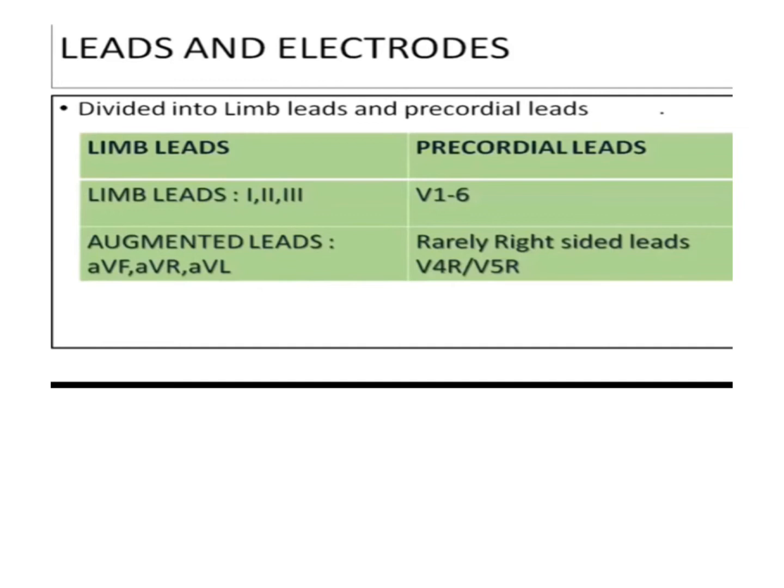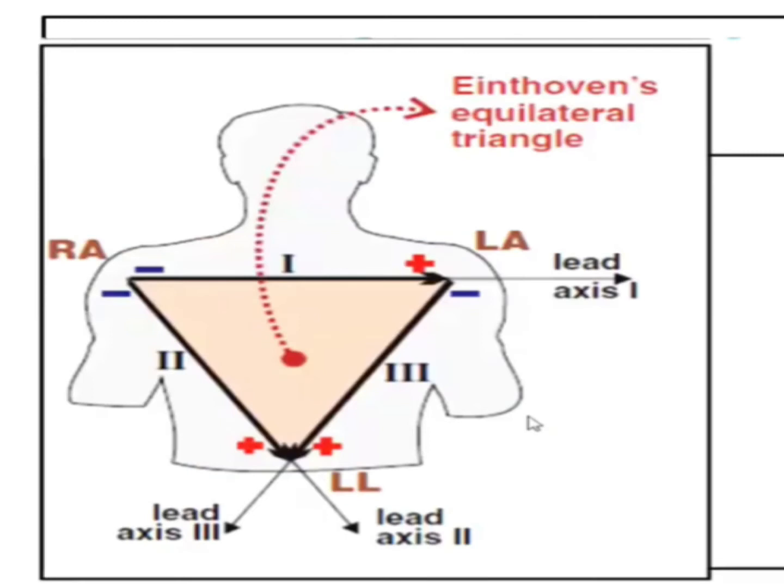Coming to the leads and electrodes, the leads which we place on a patient are usually divided into limb leads and precordial leads. Limb leads are placed on the limbs of the patients. Precordial leads are placed on the precordium, that is over the chest. Limb leads are lead 1, lead 2, lead 3, or augmented leads, that is AVF, AVR, AVL. And precordial leads are V1 to V6, and rarely, if we suspect a patient has right ventricular myocardial infarction, we can use the V4R or V5R leads also.